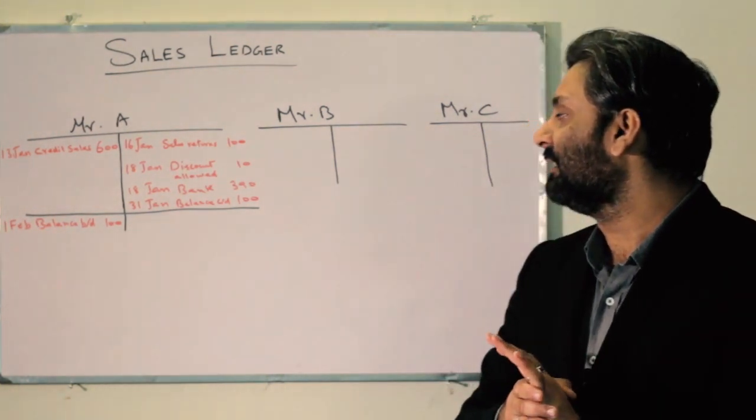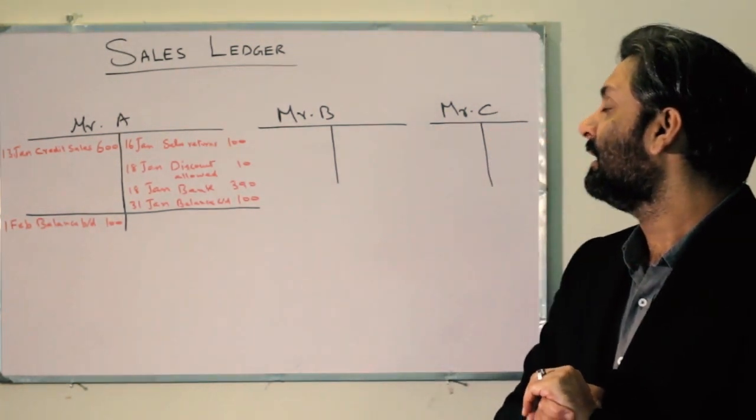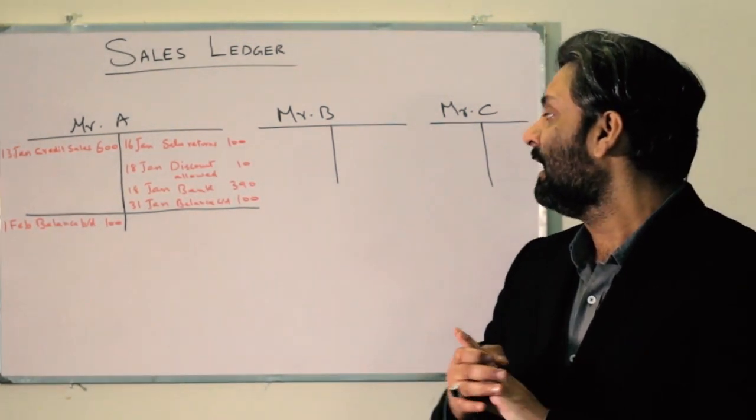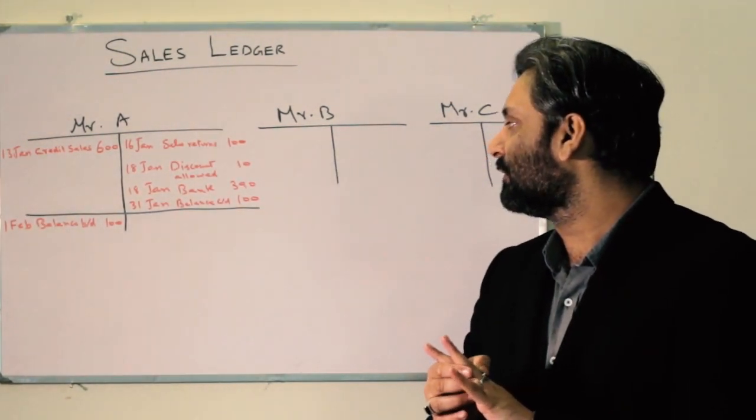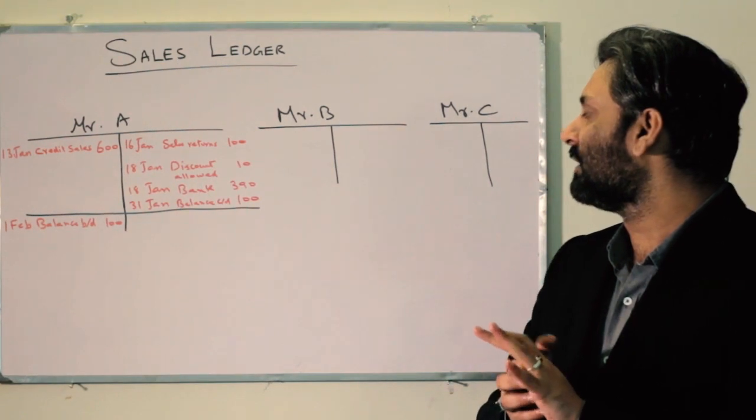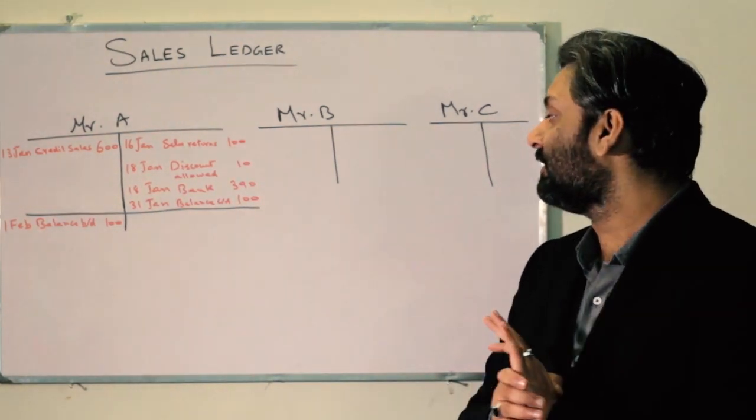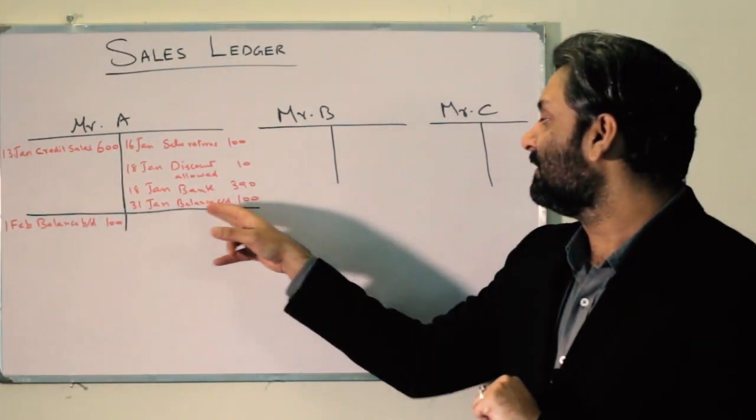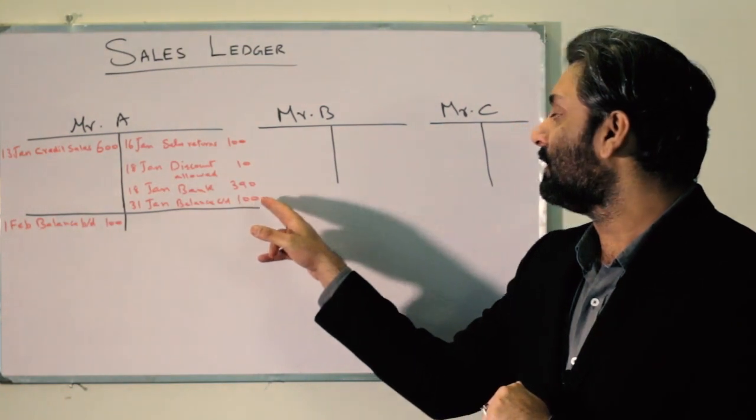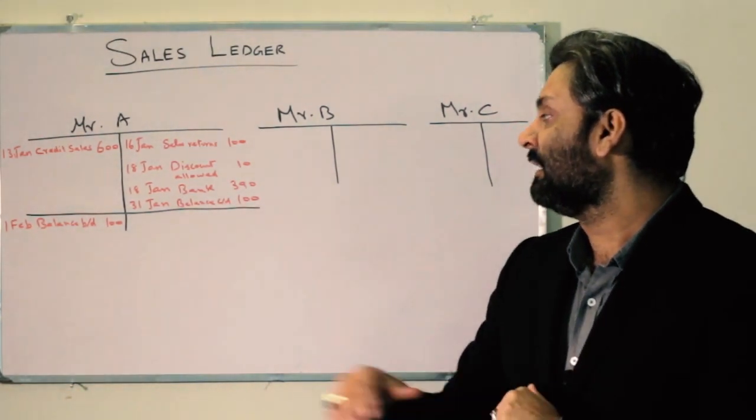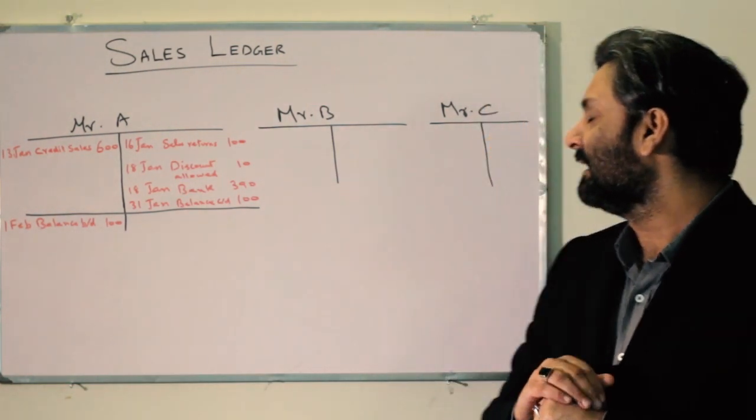For the prompt payment made by him, we allowed him a discount of 10, and he made a payment of 390. So 600 was supposed to be paid by him, out of which 100 was returned, which means 500 was pending, and out of which 10 was the discount. So he was left with 490, and then 390 was paid in the form of a check, which means 100 was pending, which has been written here as the balance carried down. So the balance carried down, or the pending money to be received from Mr. A, is 100, and that is going to be carried forward to the next month.